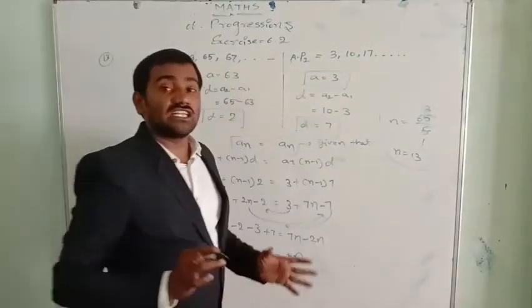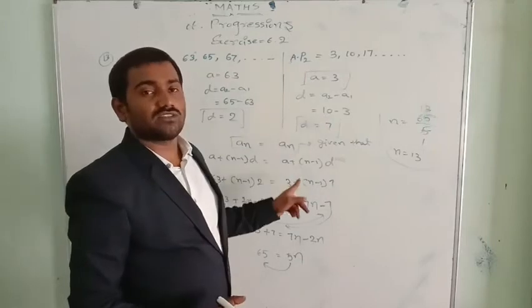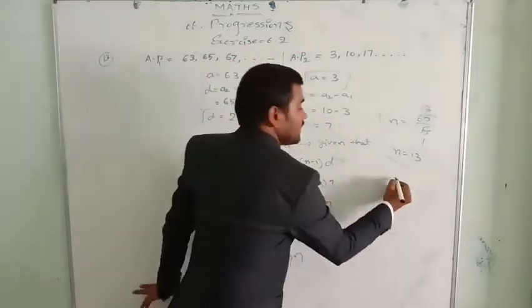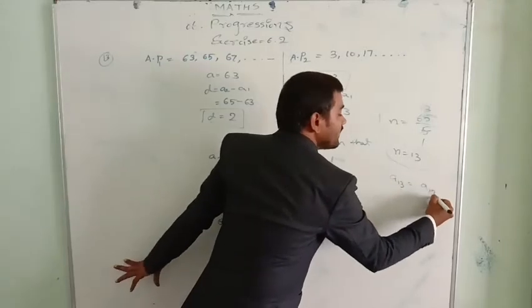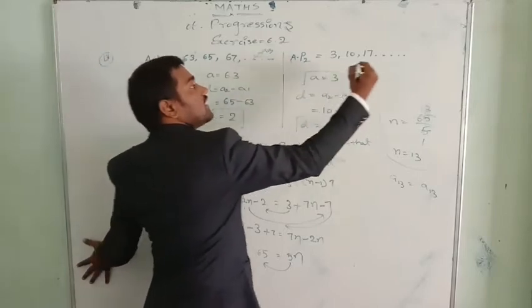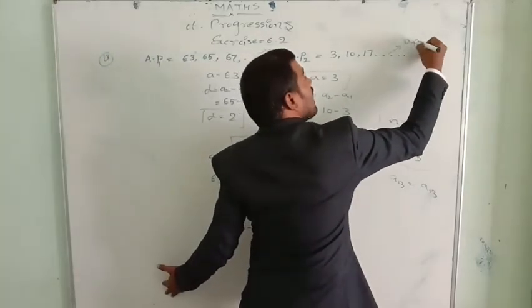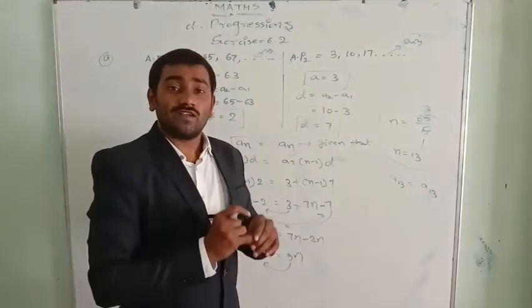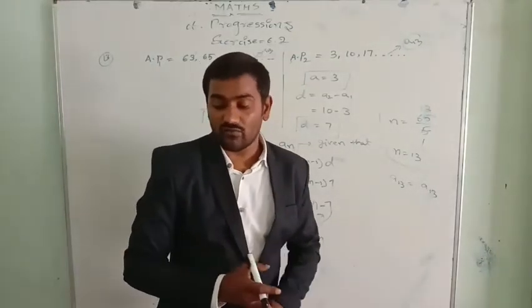Therefore, the 13th terms are equal. The 13th nth terms are equal. That means A13 equals A13. If you find the 13th term of this arithmetical progression and the 13th term of this arithmetical progression, they will be the same. That is what we have found.